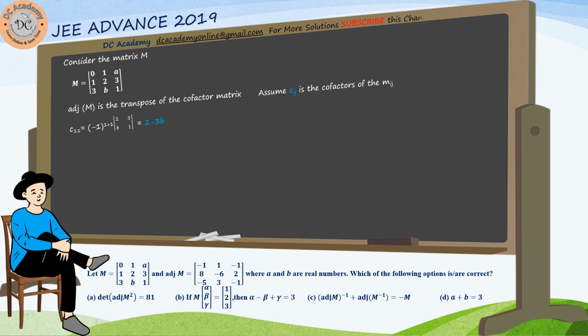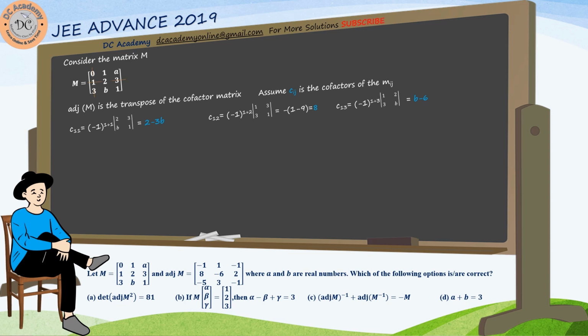Let's go ahead and eliminate the first row, second column to obtain the minor. Now here the minor is 1, 3, 3, 1, so therefore we get 8. And if I eliminate the first row and third column, we get C13. If we calculate the determinant by the normal approach, we get b minus 6. So these steps are very easy.